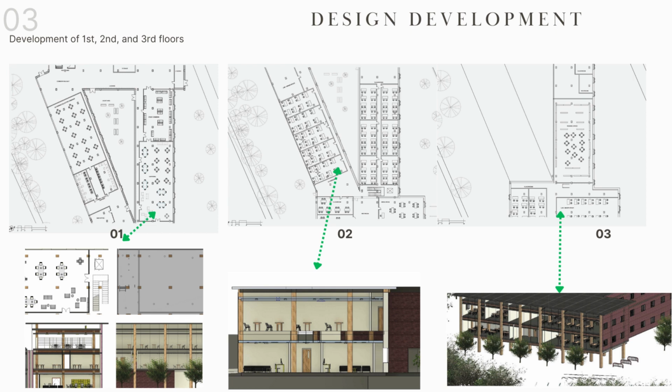So starting with the first floor, this is a more communal space. This includes the cafeteria, some faculty offices. There's a lot of hallway room and lockers and gathering spaces for the students to socialize and really adjust and get ready for their school day.